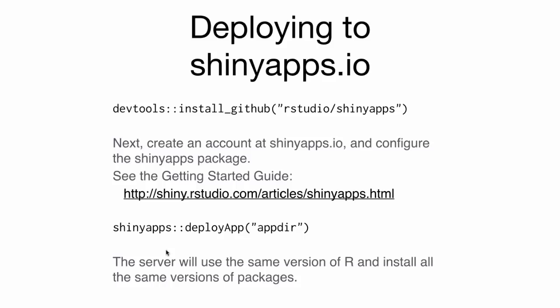Okay, once you've done that, then you can just run shinyapps::deployApp, and give it the directory that contains your application. So one of the really nice things about it is that the server will use the same version of R and install all the same versions of the packages that you have. So that can simplify deployment a lot. If you've used Shiny Server and you've deployed apps there, sometimes you may have run into problems where packages have different versions on your development machine versus production, and there's some incompatibilities in the code that can happen that way.